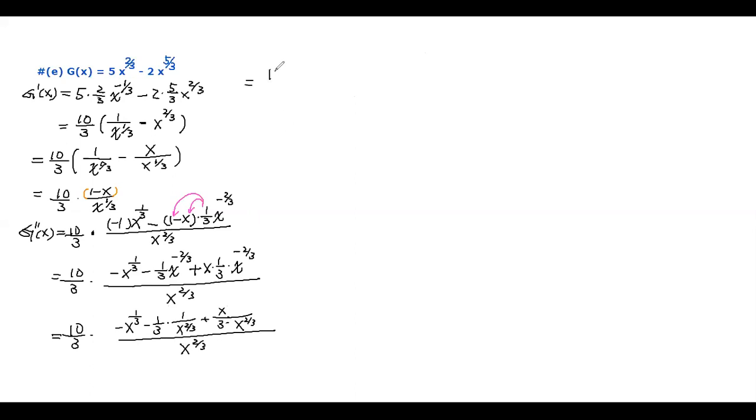Okay, so then this is 10/3. The bottom still is x to the 2/3. Now the common denominator is x to the 2/3, right? So this is 1/3. This one here is x to the 2/3. And this one here is 3, the x to the 2/3. So let's put this as 3 times x to the 3/3.